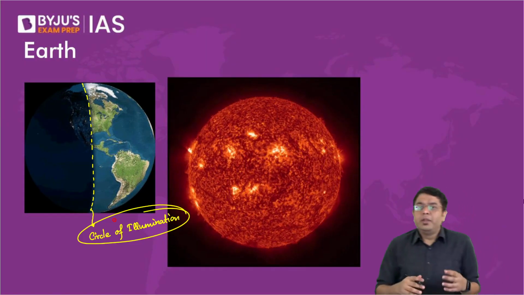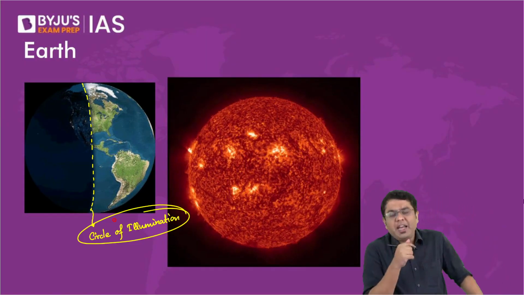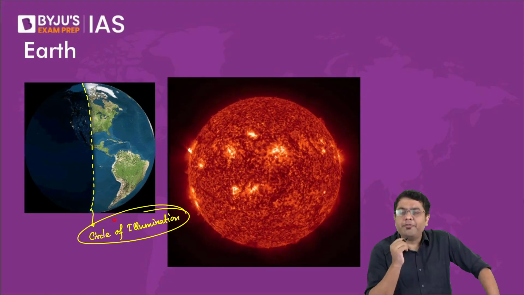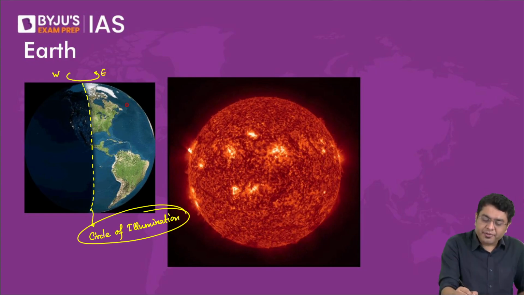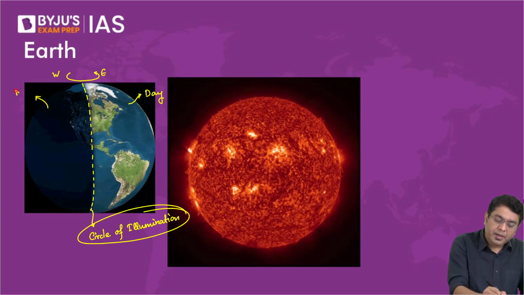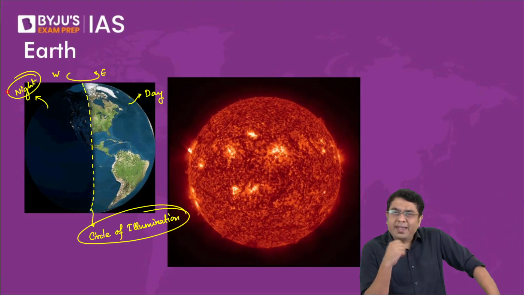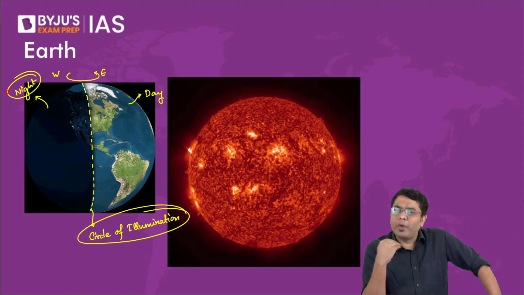Okay. So the portion facing the sun will experience daytime. The portion away from the sun will experience nighttime. And continuously, the planet keeps on rotating from west to east. Okay. And this differentiates day and night. Now, for one complete rotation, it takes the planet close to around 1 day or 24 hours. That is required in order to achieve one complete rotation.